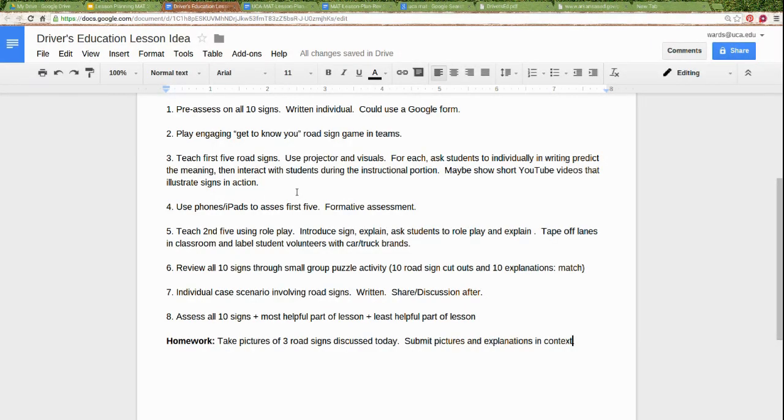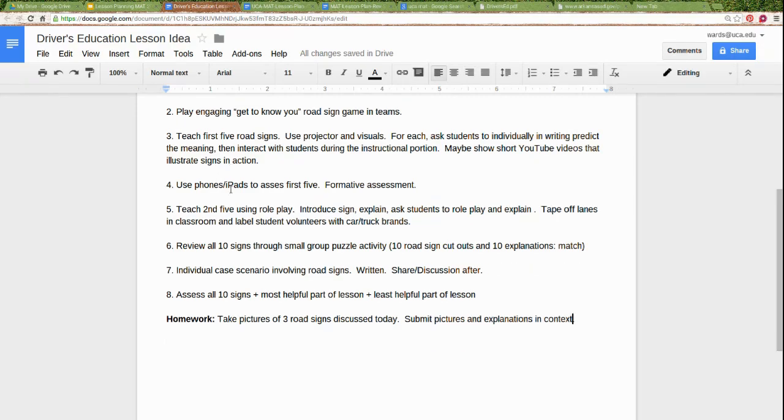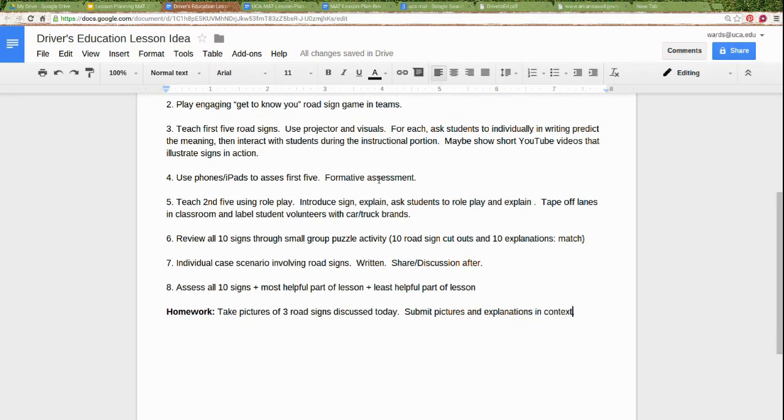Literally, it works. So we'd have them share, and then maybe we would show a couple of short YouTube videos that might illustrate a couple of the signs in action, especially if some of them are a little bit more complicated. And then we would have what's called a formative assessment, a quick assessment in the middle of the lesson just to see how much everyone has learned so far. So we decided we would use maybe a Poll Everywhere application through their phones, have everybody text in answers, and we would assess the first 5 and just reinforce those.